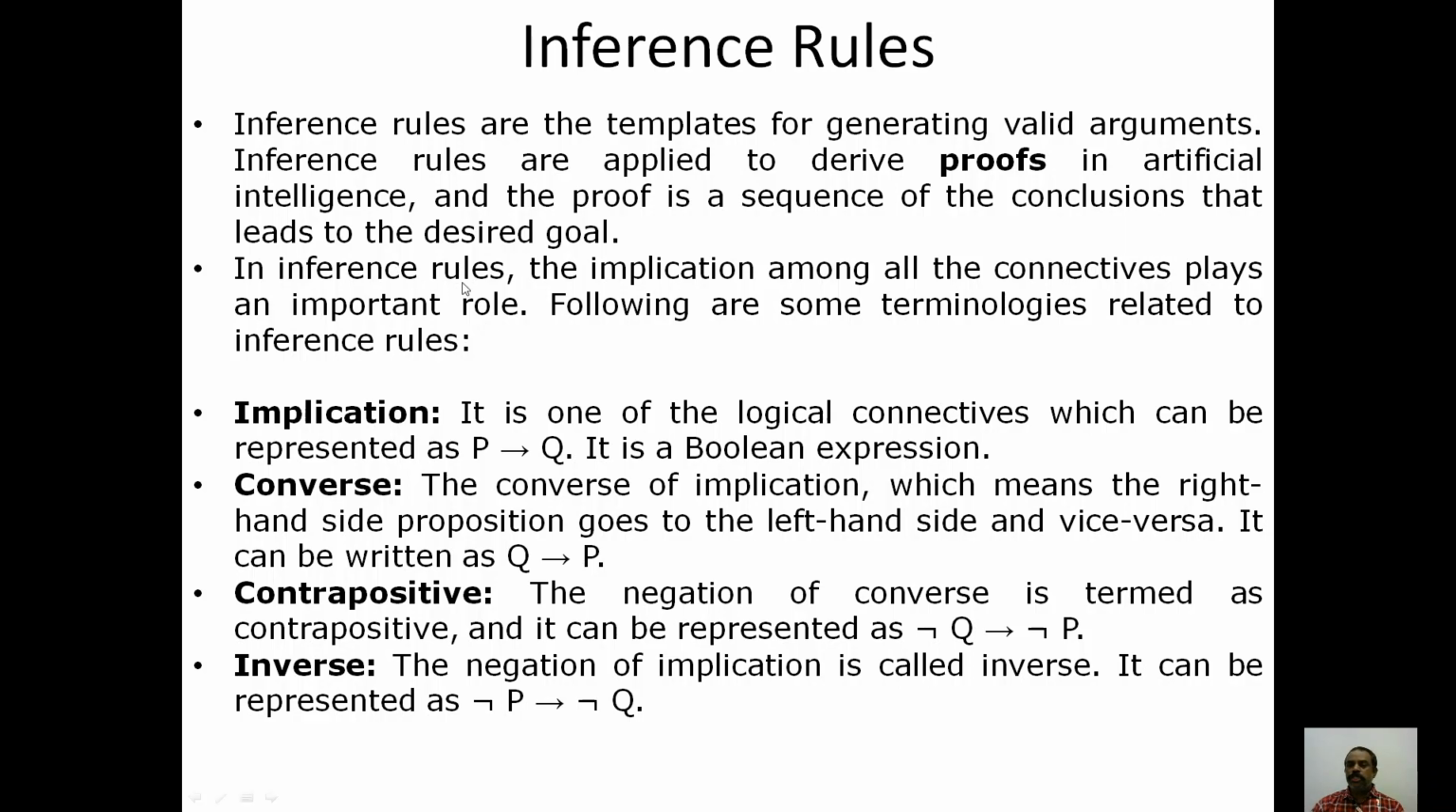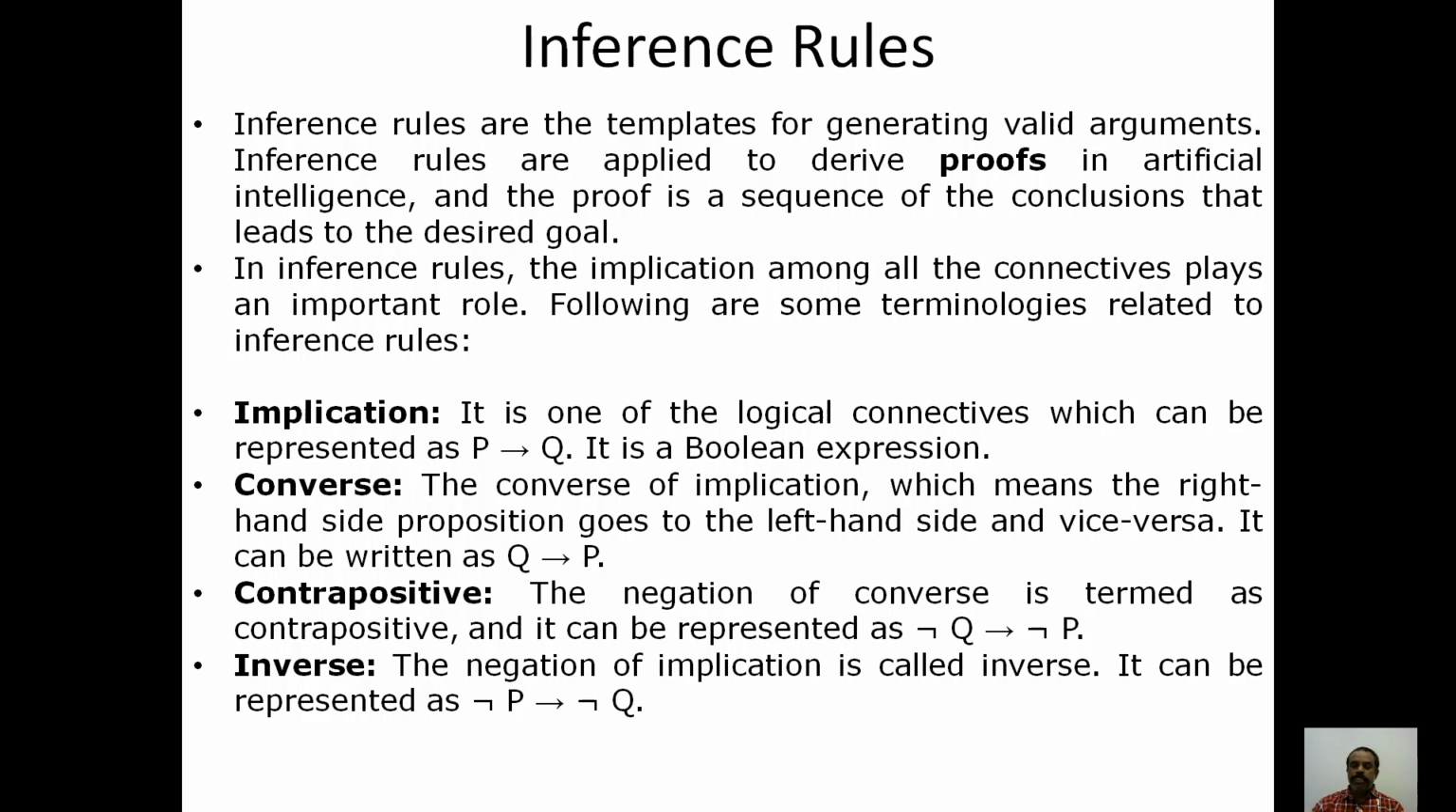In inference rules, the implication among all the connectives plays an important role. Following is some terminology related to inference rules. So we normally call implication, a logical connective between two objects, P to Q, a Boolean expression. Converse: the converse of implication is the vice versa of the implication, which means the Q comes on to the left and the P comes on to the right. This is called the converse.